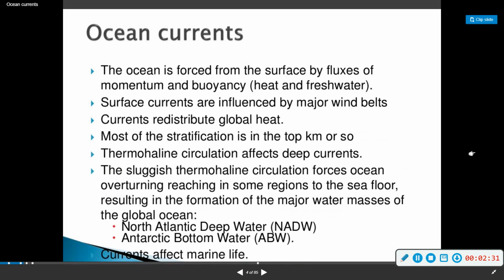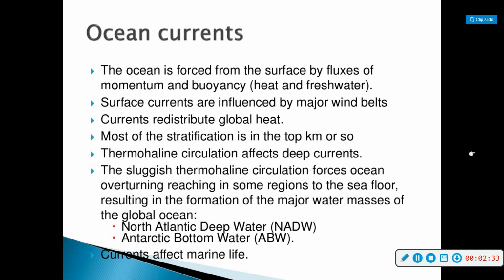Okay, so the ocean is forced from the surface by fluxes of momentum and buoyancy, heat, and fresh water. Surface currents are influenced by major wind belts, and then currents redistribute global heat. This is why the West Coast is much cooler and the East Coast is much warmer. Most of the stratification is in the top kilometer or so.